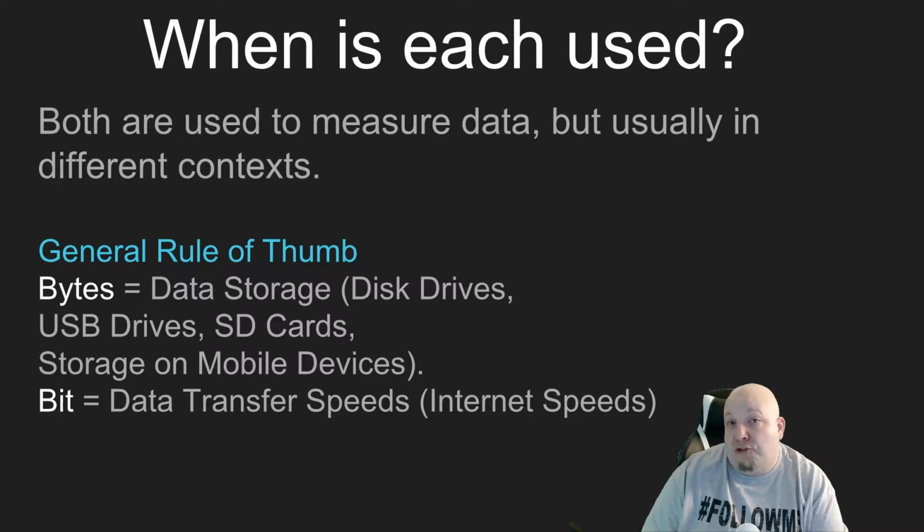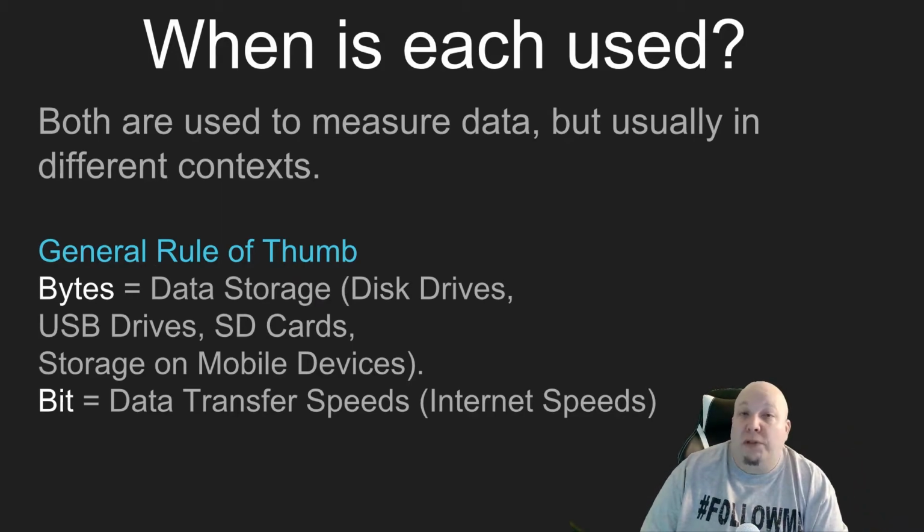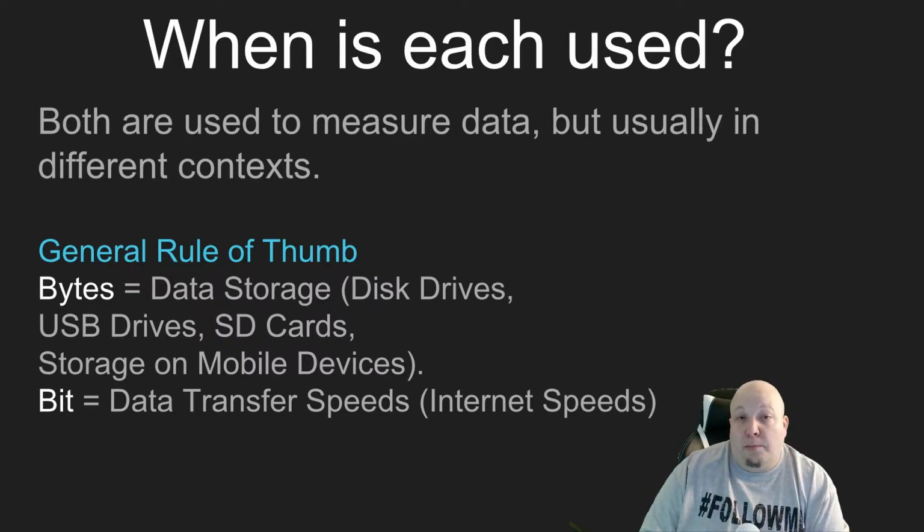They're both used to measure data or amounts of data, though there's a difference of 8 times depending on which one you're speaking about. But they're used in different contexts. The general rule of thumb is when we're talking about bytes, we're talking about storage. So disk drives, USB drives, SD cards, the amount of internal memory on your mobile device, that's all storage. And when we're talking about bits, that's usually when we're talking about internet transfer speeds. That's usually the one place where they tend to talk about bits as opposed to bytes.